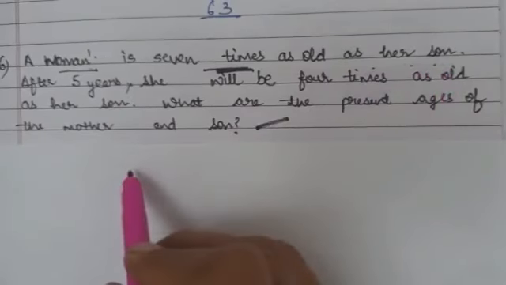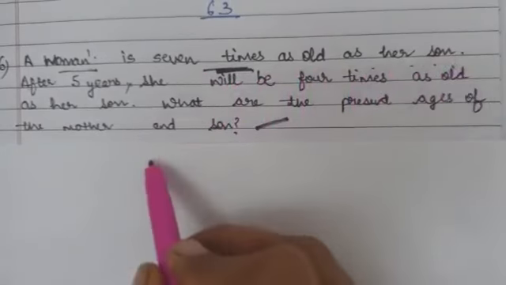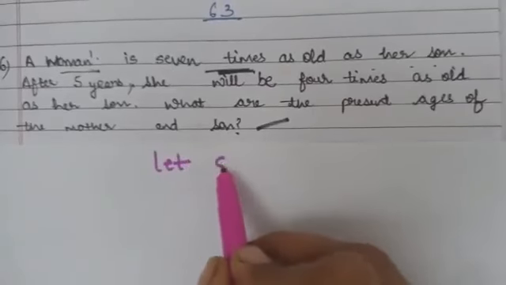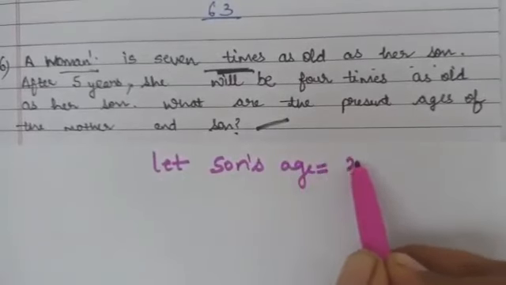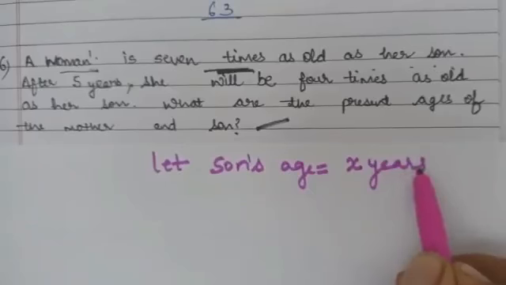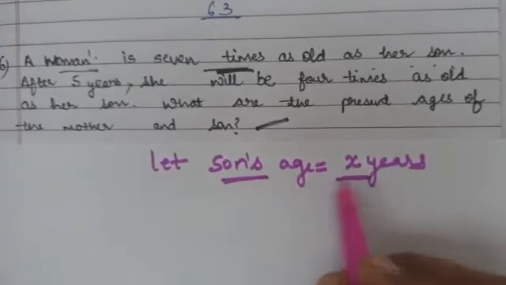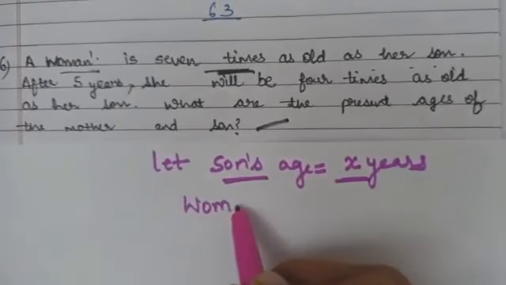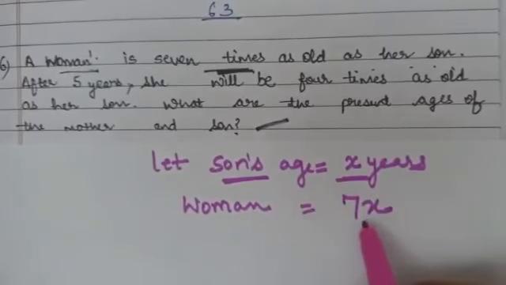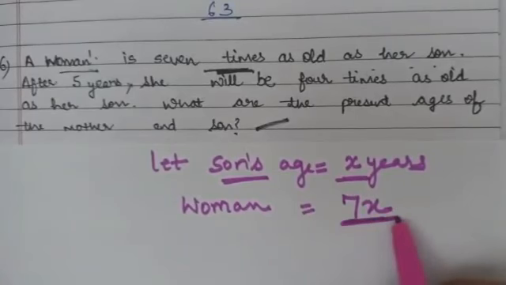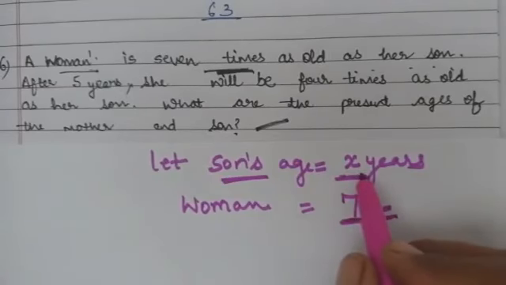Now the next question is, a woman is 7 times as old as her son. So let us take first the son age is equals to x years. Fine. Now the son age is x. So what will be the age of woman here? That will be 7x, because it is given the woman is 7 times as old as her son.